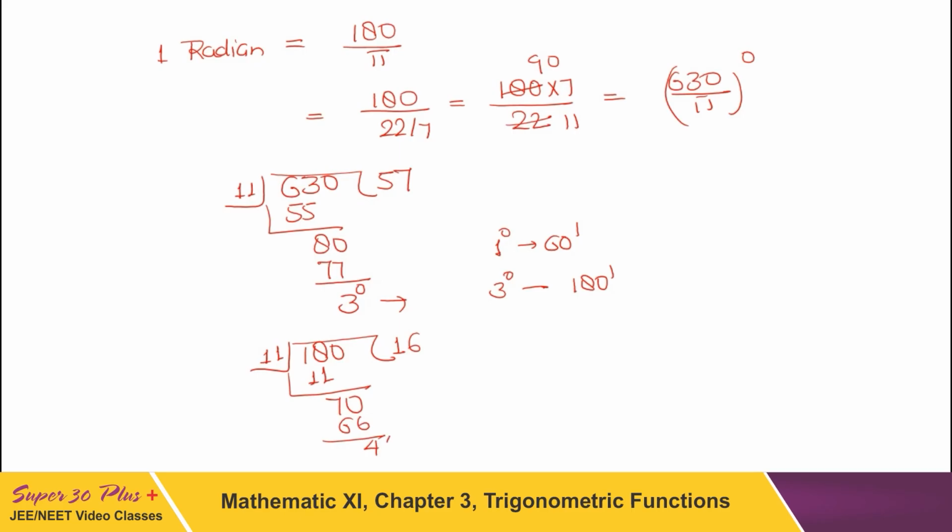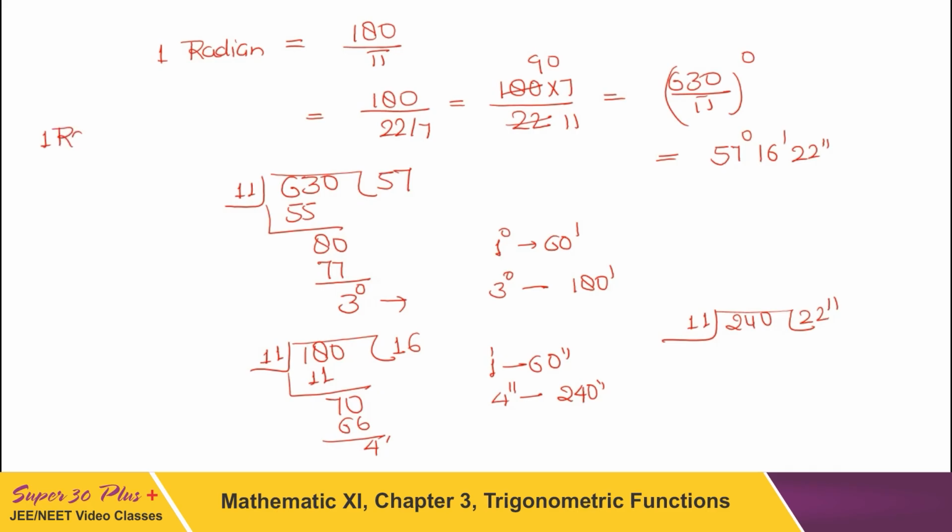Now the remainder is in minutes. As we know, in 1 minute there are 60 seconds. In 4 minutes there will be 240 seconds. Now we have to divide 240 by 11. It is approximately 22 seconds. This means 630 upon 11 degree is equal to 57 degree, 16 minute, 22 seconds. You can say that 1 radian is equal to approximately 57 degree.